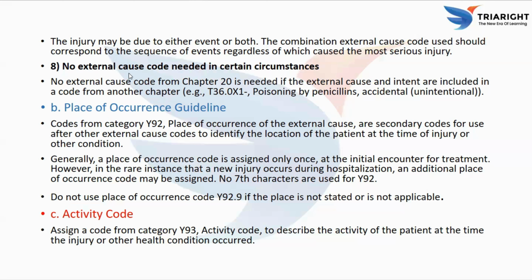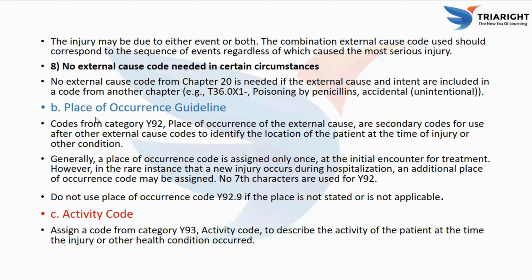So next, the 8th guideline is no external cause code needed in certain circumstances. So when not to use chapter 20 code. An external cause code is not required when the cause and intent are already included in another ICD-10-CM code. For example, T36.0X1A code describes poisoning by penicillins, accidental and unintentional. So here the cause, the poisoning, and intent, accidental, are built into the code. So do not add an extra chapter 20 external cause code.